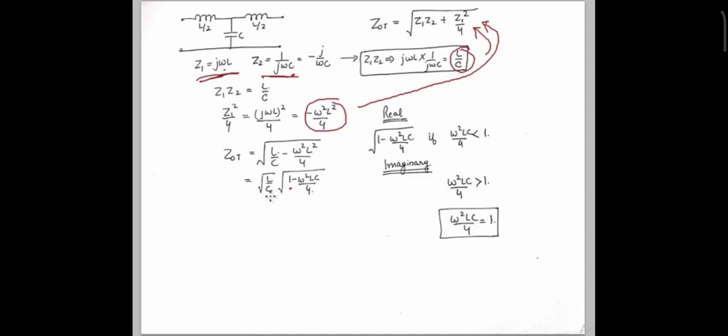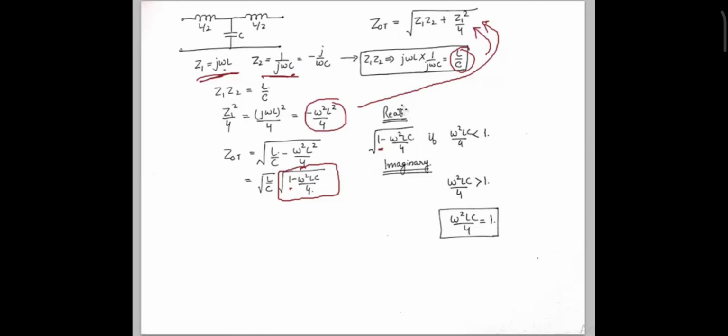Now this L upon C will always be a real quantity because L is some numerical value, C is some numerical value, and we have an under root of that, so this will be some real quantity. And this thing in the under root will be real only if omega square LC upon 4 is less than 1. If this quantity is lesser than 1, then the entire thing, the under root, will be positive and it will be real.